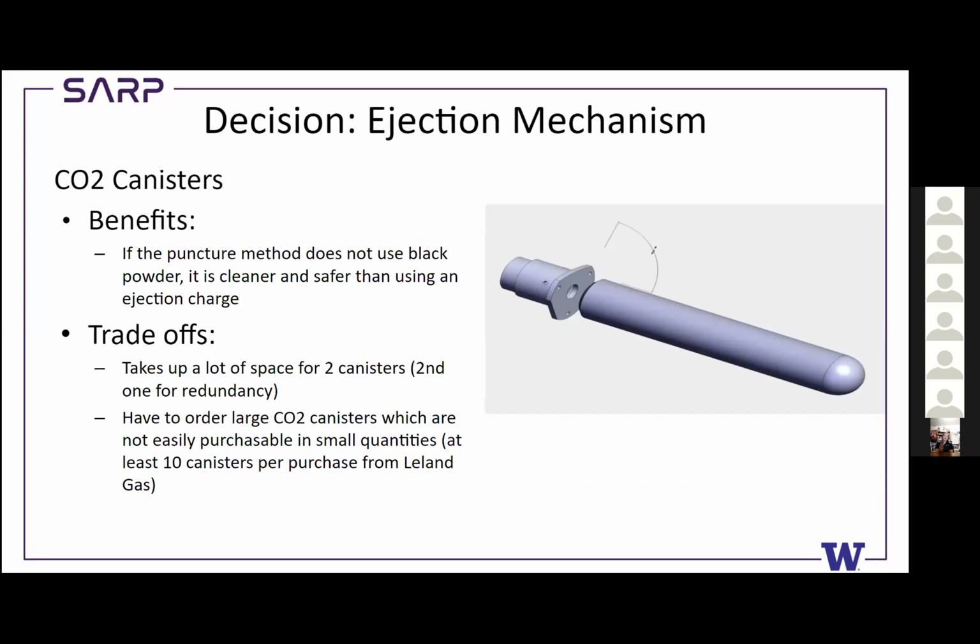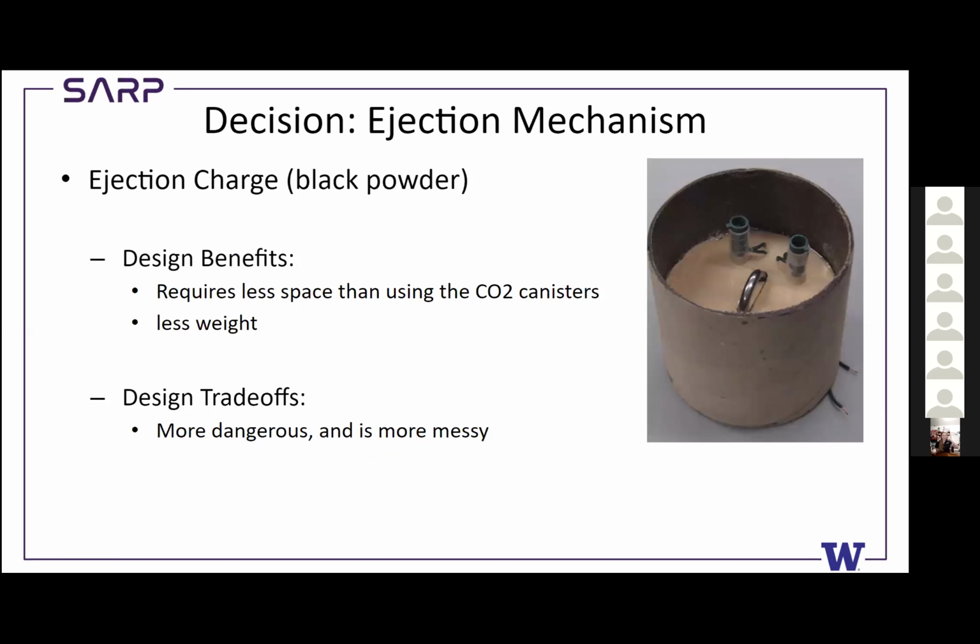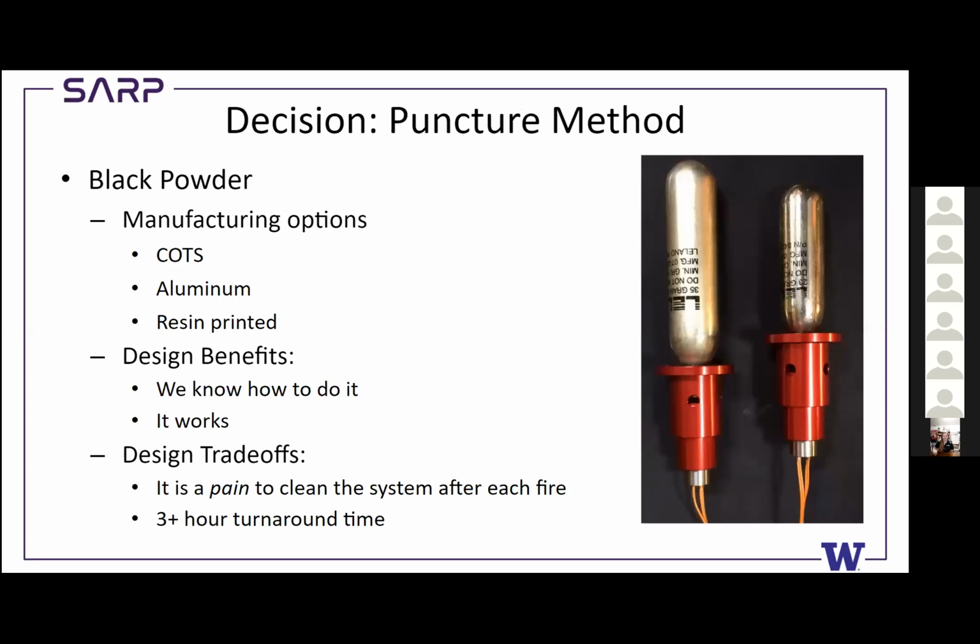So we've decided to use CO2 as our method of ejection. When the CO2 canister is punctured, it will pressurize whatever area needs to be pressurized. So now the question is how to puncture them. Next slide, and then actually the next slide after that. There are lots of different ways to puncture these.